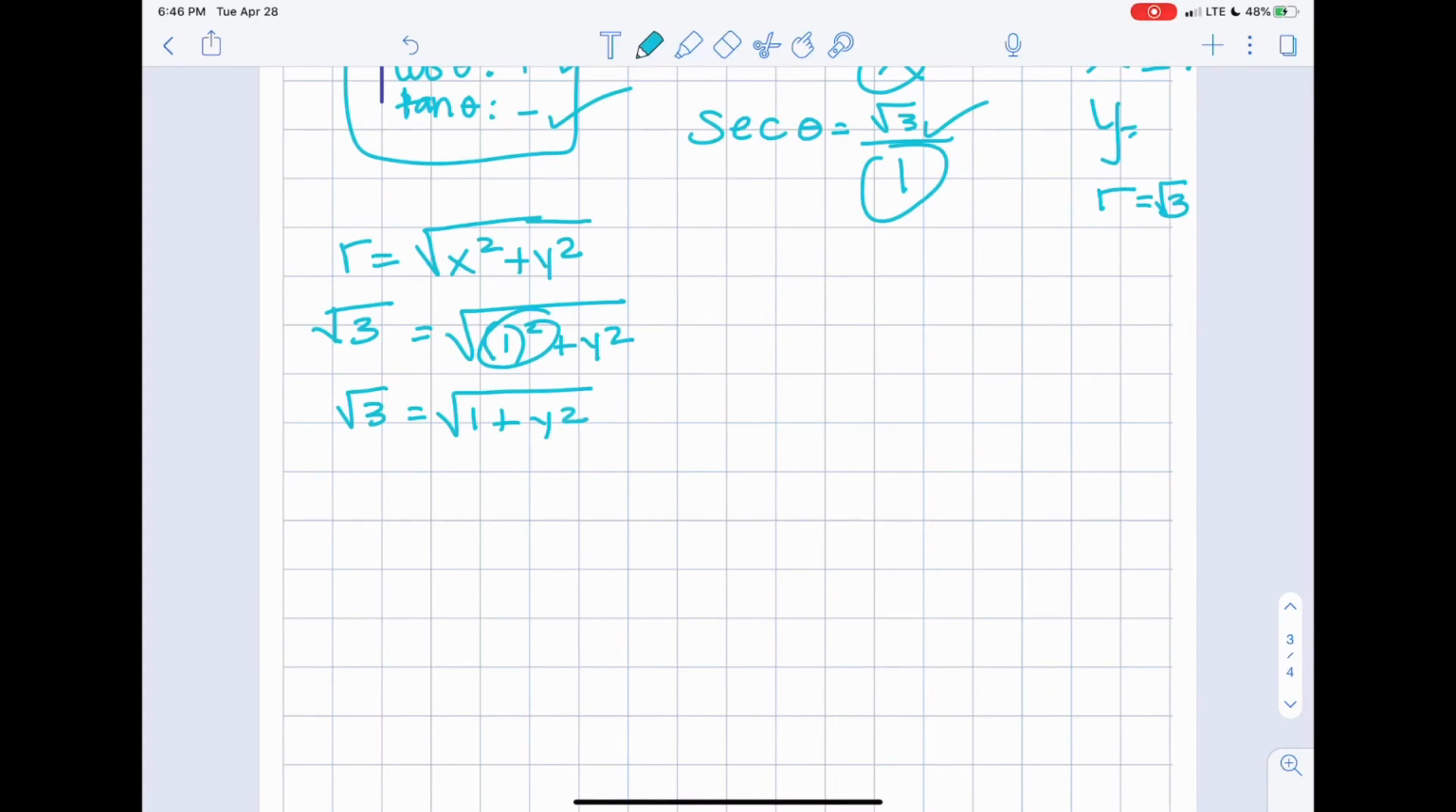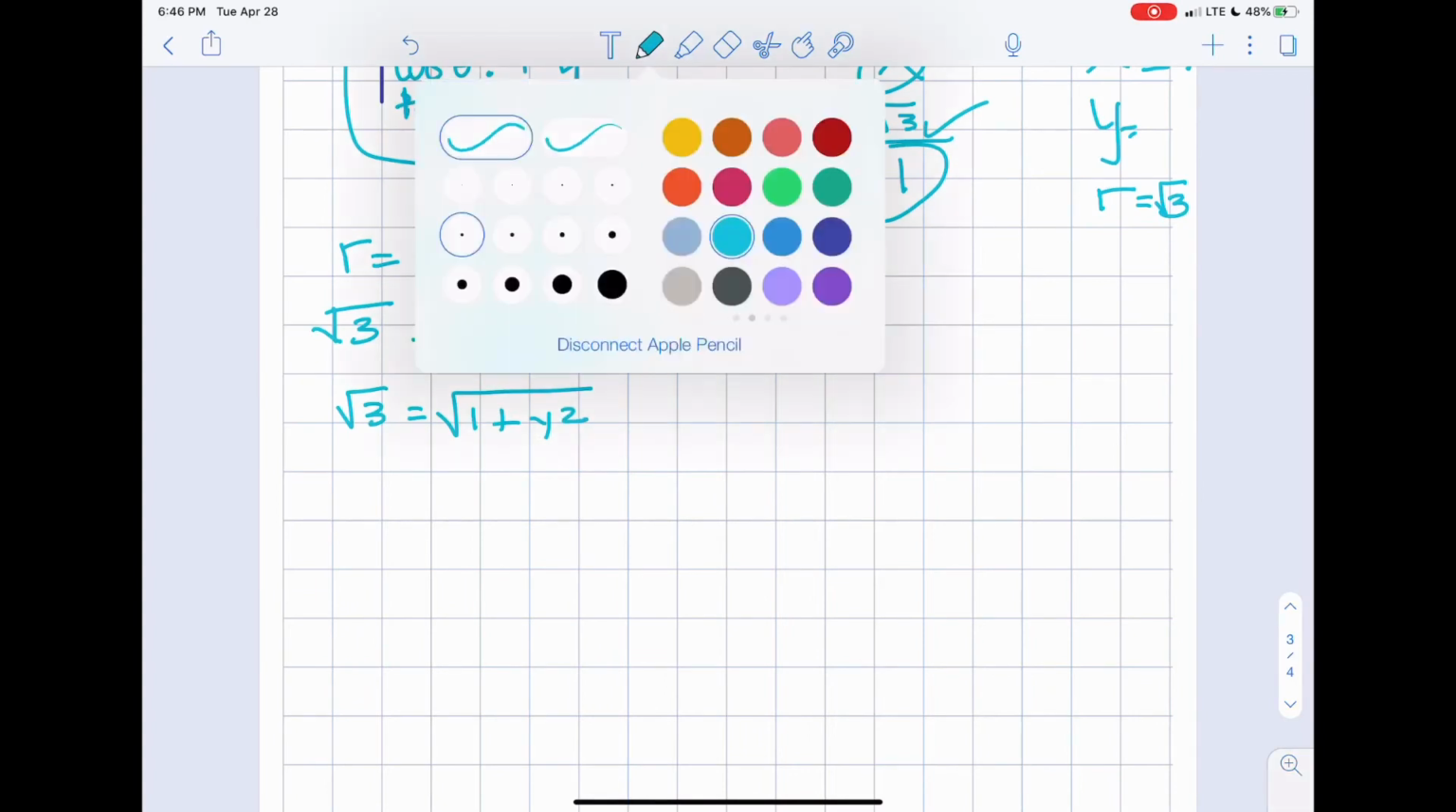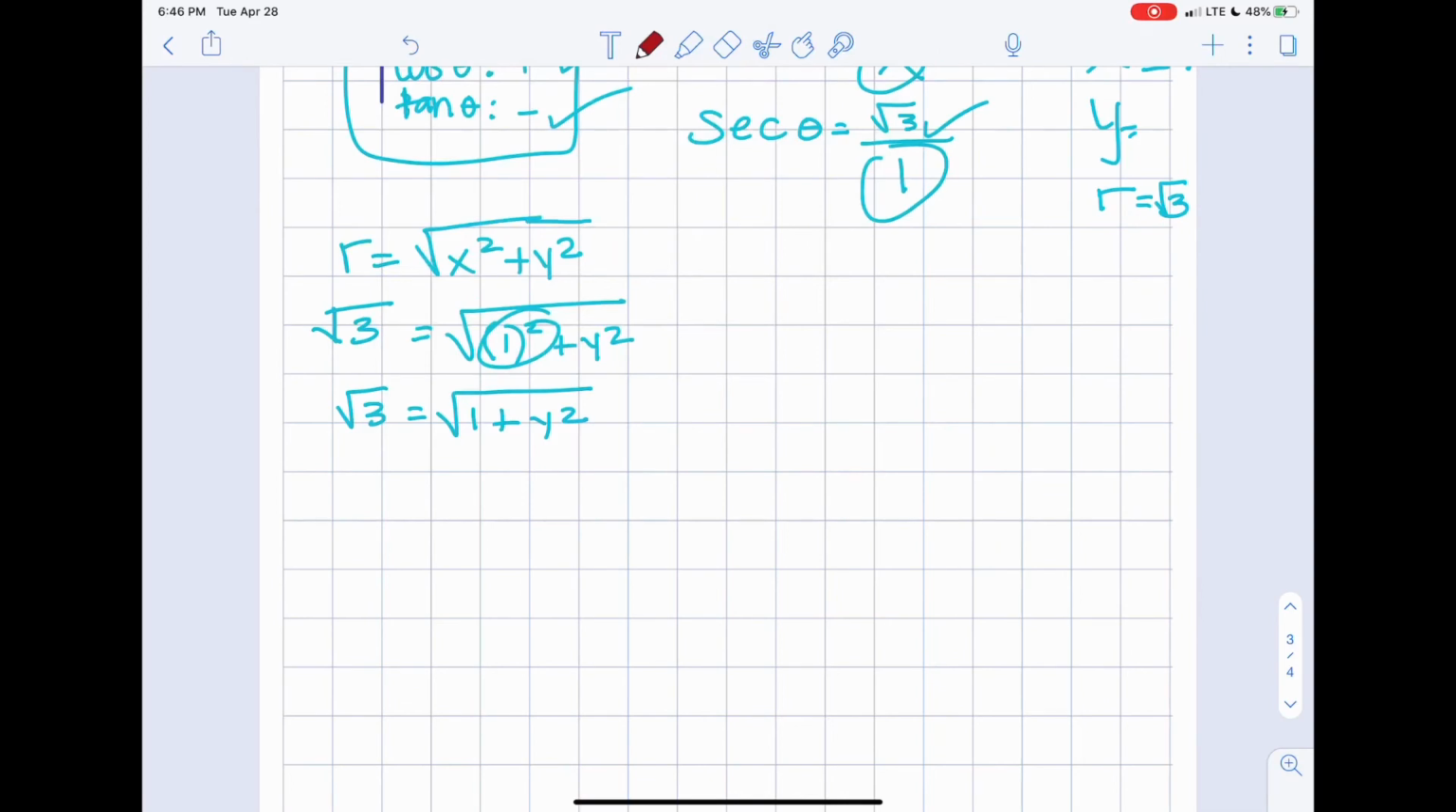Now, how can I get y by itself? Well, it's kind of trapped in here in this square root. How do you get rid of a square root? Square it. Whatever you do to one side, you do to the other. It works out nicely here because there's a square root on this side, and that's going to cancel out as well. So that's going to be 3. This is going to look like 1 plus y squared because it cancels out that square root.